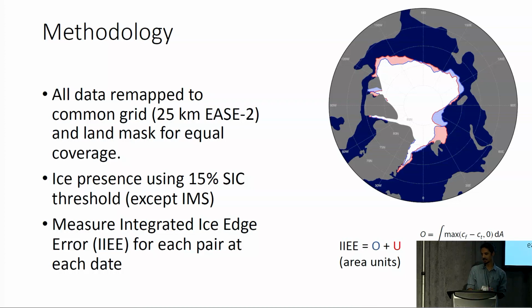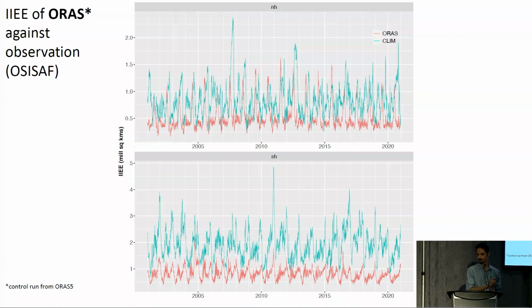So to start with, let's look at the integrated ice edge error of ORAS-5 against OSI SAF. And here I'm just showing the control run, but it's similar across the ensemble. Measuring the error against OSI SAF on each day, and we also looked at climatological error based on the previous 10 years. We see that the analysis errors are quite high and almost equal to climatological error at some points, especially in the northern hemisphere.